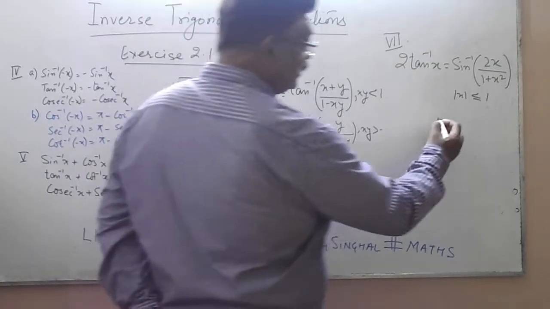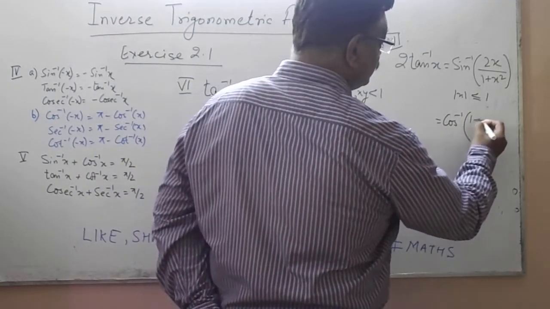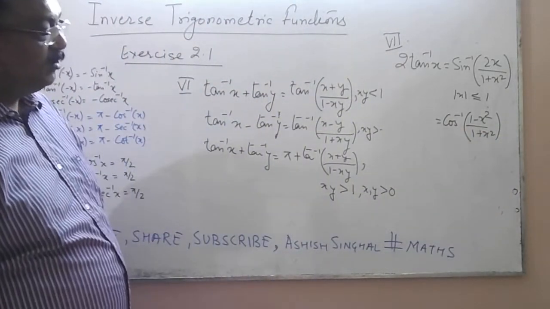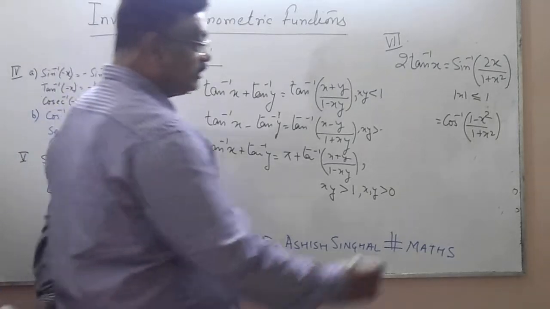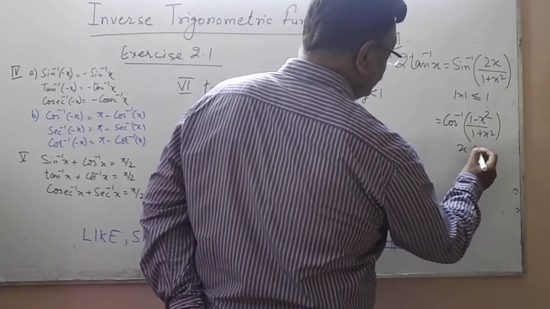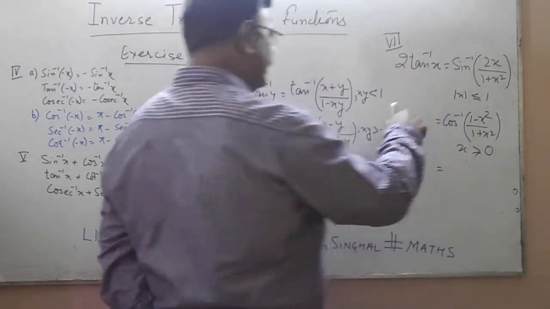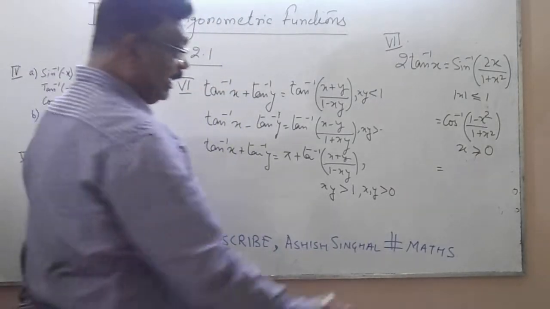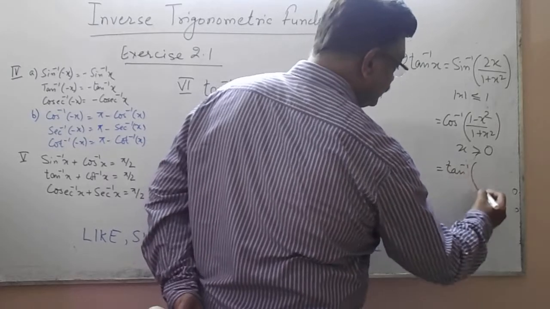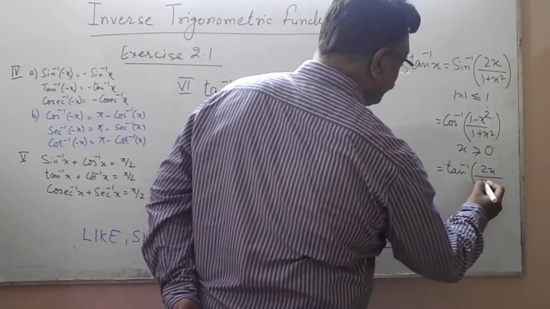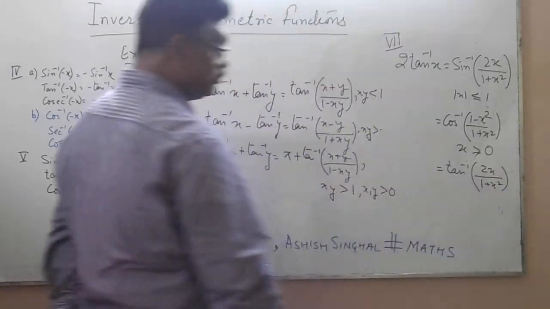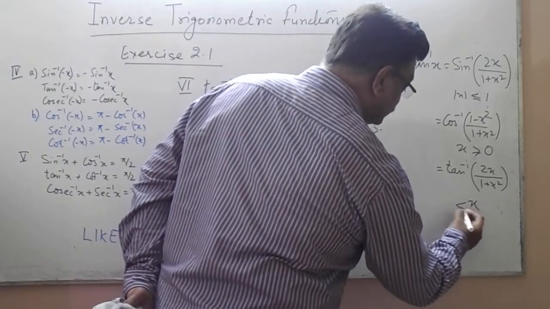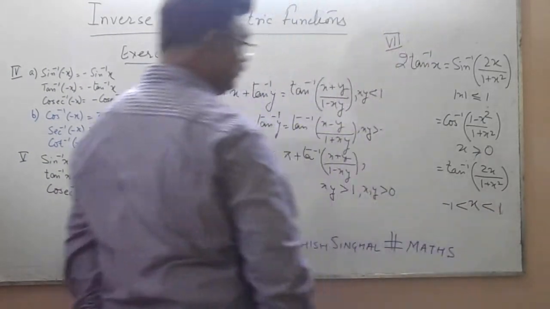The second one, this can also be written as cos inverse of 1 minus x square upon 1 plus x square, whenever x is greater than or equal to 0. Again, 2 tan inverse x can also be written in terms of tan inverse as tan inverse of 2x upon 1 plus x square, where x is greater than minus 1 and less than 1.